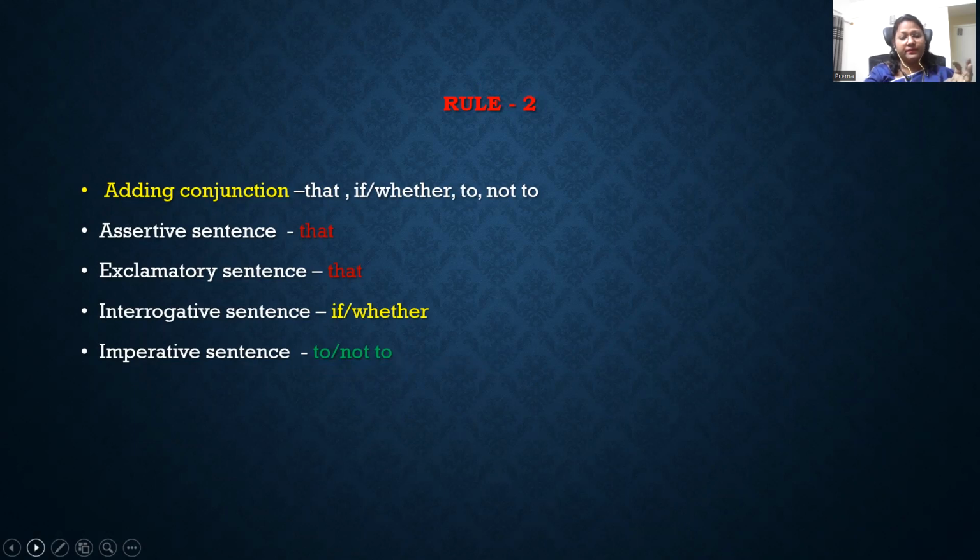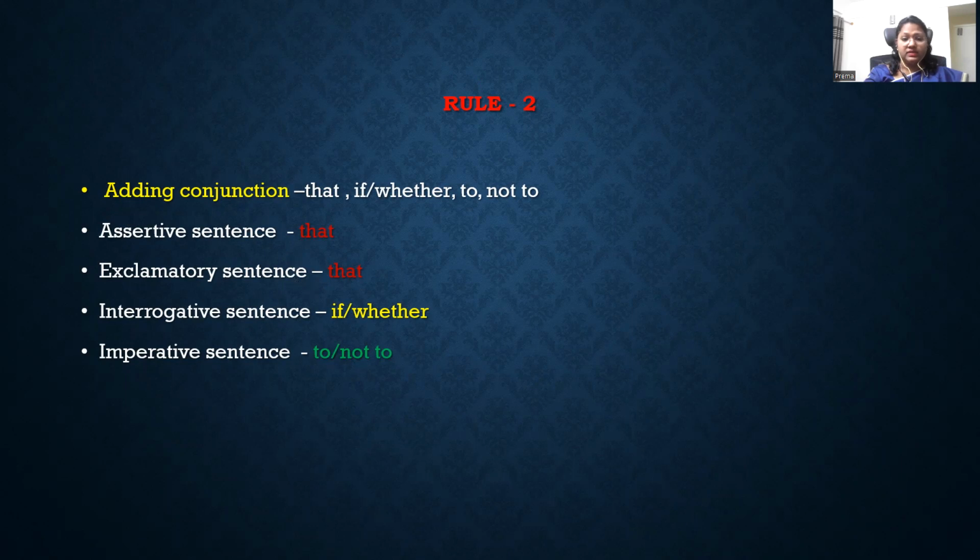One is that, another one is if or whether, the third one is to, and the fourth one is not to. If the given sentence is assertive, we should use that, and for an exclamatory sentence also we can use that. For an interrogative sentence we can use if or whether, and for an imperative sentence we can use to or not to.